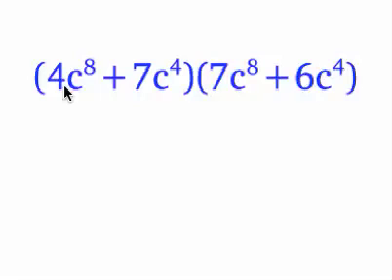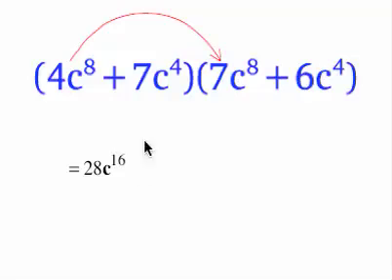So what I'm going to do is start with the 4c to the power of 8, and it's going to multiply everything over here. The first thing I'm going to do is the 4c to the power of 8 is going to multiply the 7c to the power of 8. So the 4 multiplies the 7, that gives us 28. The c to the 8 multiplies the c to the 8, and when you're multiplying powers with similar bases, you add the exponents. So we get c to the 16, so 28c to the 16.